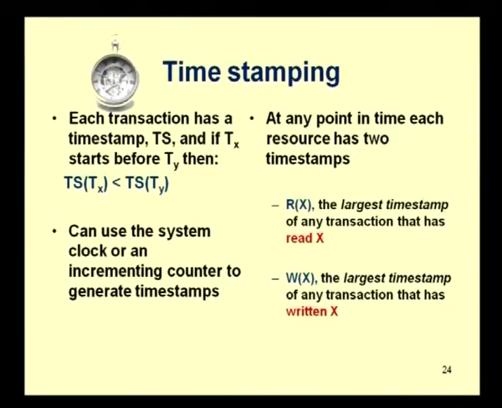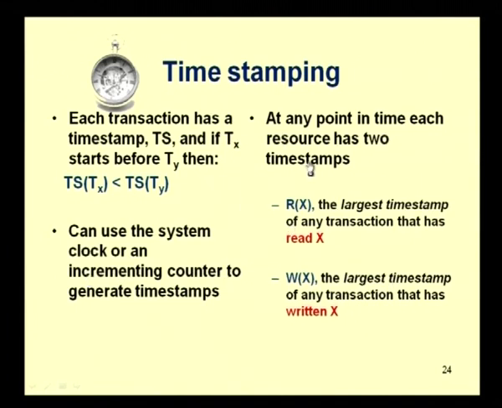Again, I will just repeat. What we are trying to do is timestamping. You have two types of timestamps. One is for the transaction: each transaction is associated with a timestamp Ts, and if Tx starts before Ty, then the timestamp of transaction Tx is less than the timestamp of transaction Ty. You can use either the system clock or some counter.